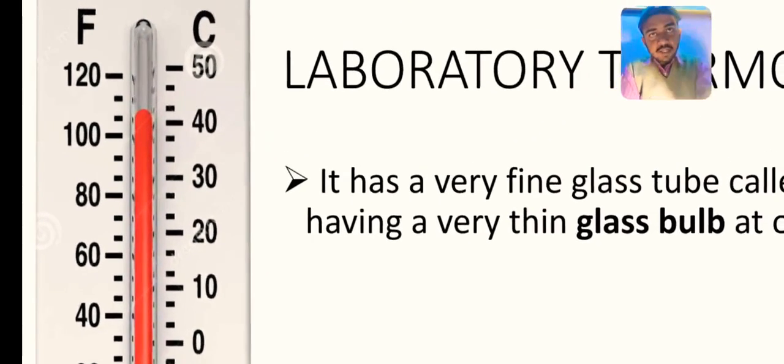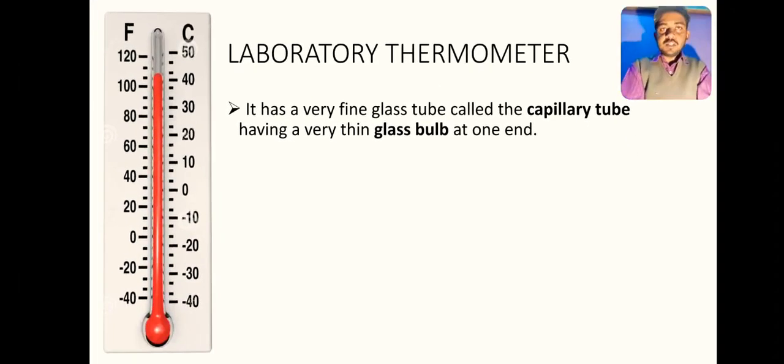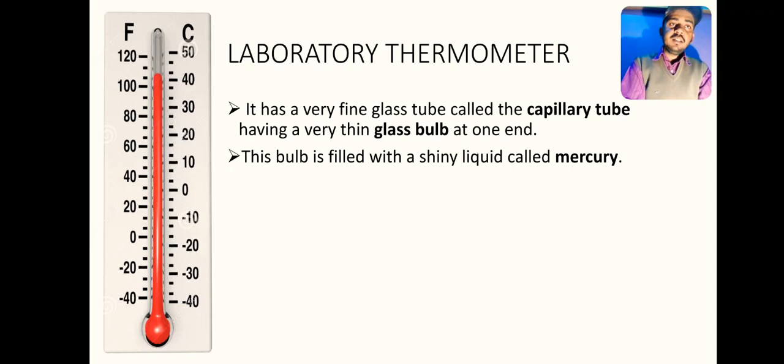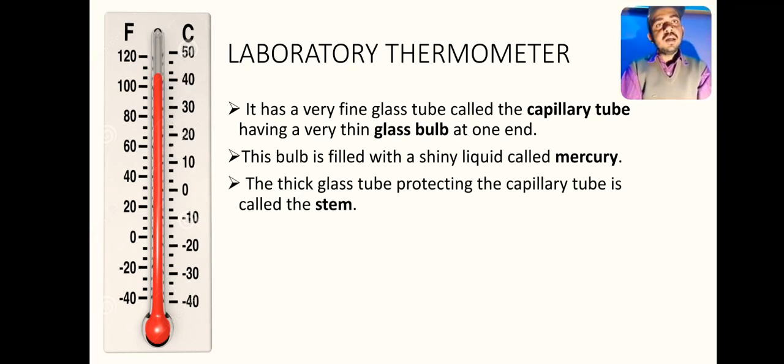The red liquid which is going, the track in which, as you can see here, the silver track which is present in between, that is called the capillary tube. And a thin glass bulb is also there at one end, in which the liquid is filled. The bulb is filled with a shiny liquid called mercury. Mostly the bulb is filled with mercury, which is a shiny, metallic liquid. Then we have the thick glass tube protecting the capillary tube, called the stem.